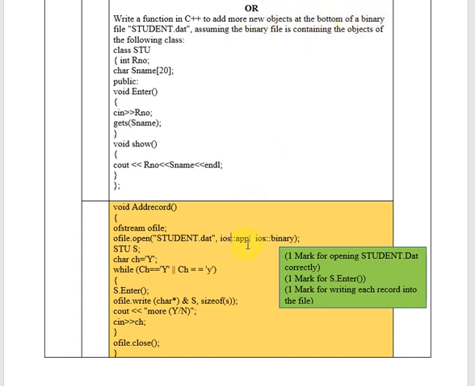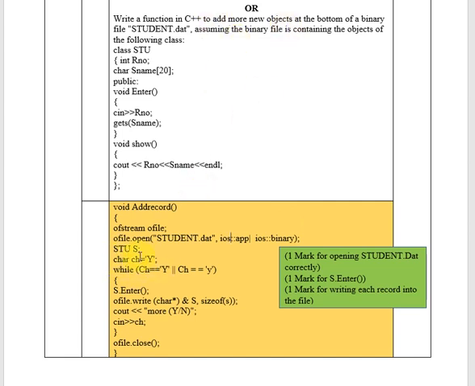If we use ios::out, it will remove all the previous records and add the new records at the beginning of the file. So please remember that whenever you want to add new objects, you have to open the file in ios::app mode. Also, we will add ios::binary because this is a binary file.